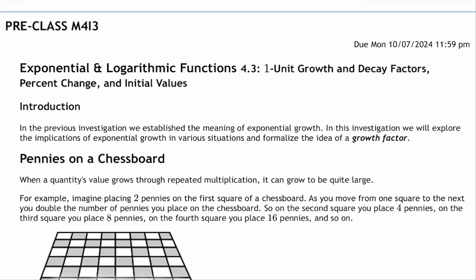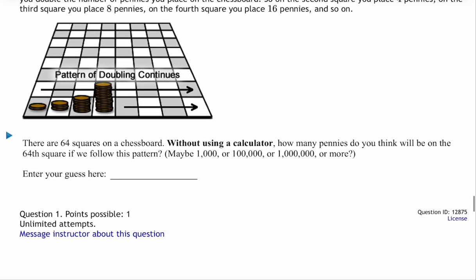Okay, so this is talking about the pennies on the chessboard we just got done talking about. So our guess in class, did we say 10 million? Wasn't that our original guess? Okay, so let's put 10 million.